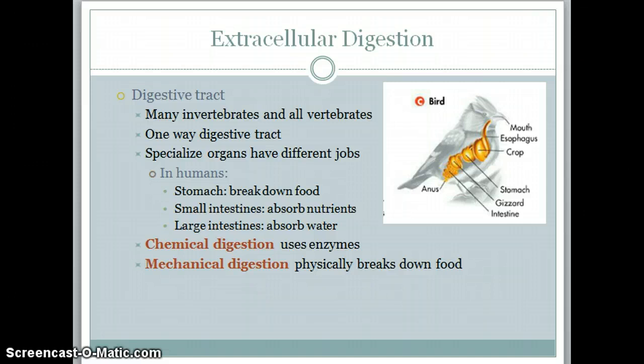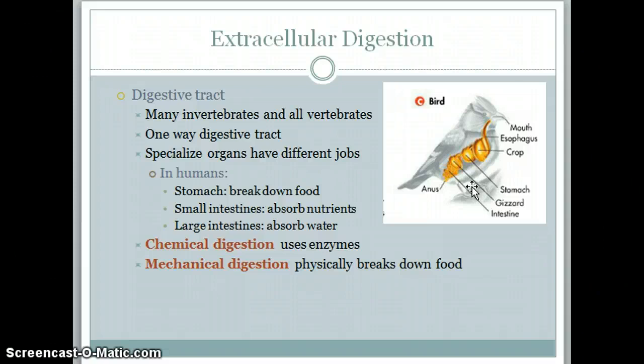Not all vertebrates or invertebrates with a one-way digestive tract have the same specialized organs that humans do. If you look at the picture of the digestive system of a bird, it has a couple of organs that humans don't. Birds and other animals like earthworms and grasshoppers have a gizzard where food is ground. There might be small teeth or rocks in the gizzard that help to grind the food. Another specialized organ that birds have, and not humans, is called the crop. This organ stores food so that it can be digested slowly, and more nutrients can be extracted from the food.